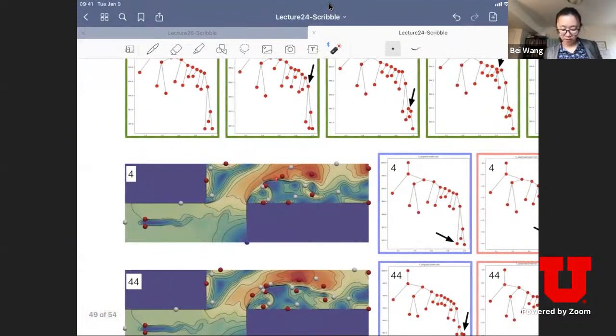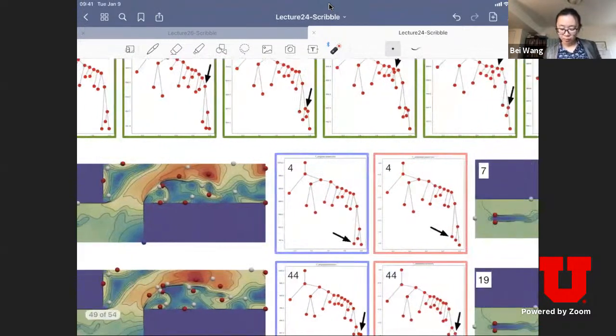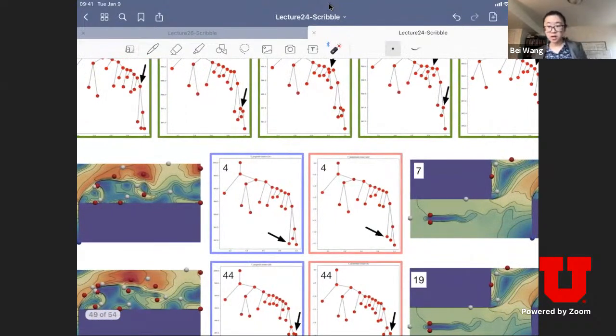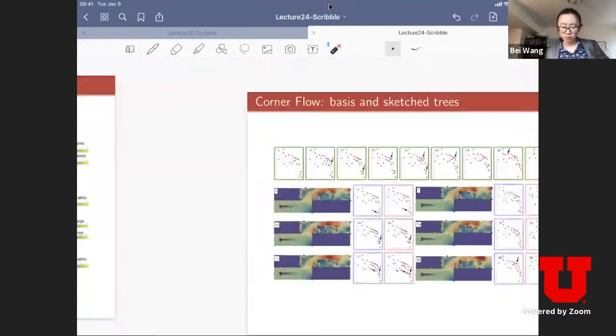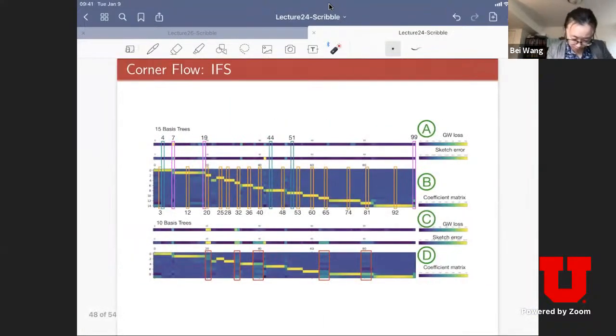Of course, this is a picture of the scalar field itself, but what you want to focus on is actually the sketch result. Some of them have large sketch error, which means the sketch result has some noticeable structure difference, and some of them don't. For example, tree 4 right here is one that doesn't really have much sketch error, which means the structure before and after sketching doesn't change much.